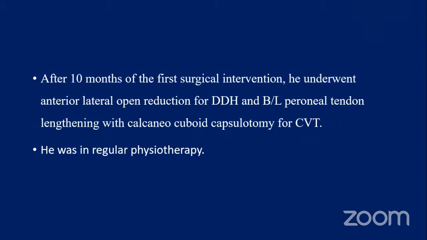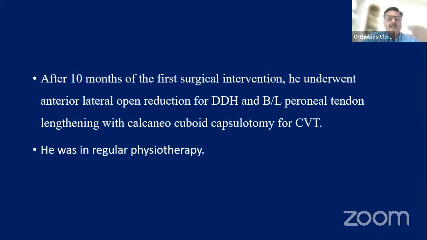So 10 months after the first surgical intervention, he underwent anterolateral open reduction for developmental dysplasia of hip as well as bilateral peroneal tendon lengthening with calcaneocuboid capsulotomy for congenital vertical talus. After that, he was in regular physiotherapy. So again, Anilji, what happened? The child started cruising at 1.5 years probably, and we did open reduction for the hips. Then the feet were a bit everted and only passively correctable to a lesser extent. So we did peroneal lengthening and lateral capsulotomy, and with the DDH cast, we applied the plaster in inversion and a more corrected position.